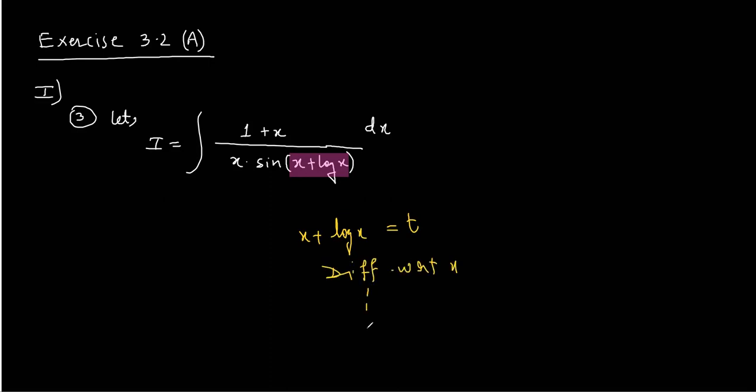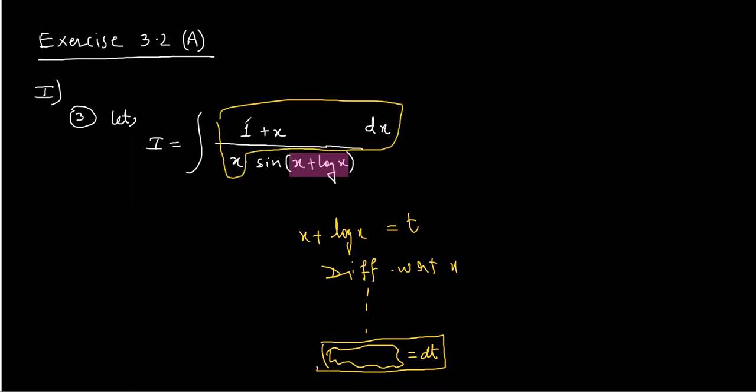Remember, when you differentiate with respect to x, you will end up with something here, and that something dx equals dt will lead to taking this whole thing away, that is 1 plus x upon x dx. The new integral that you will write will be dt here, and this whole thing will have converted into a function of t. So this is homework for you. You will definitely do it.